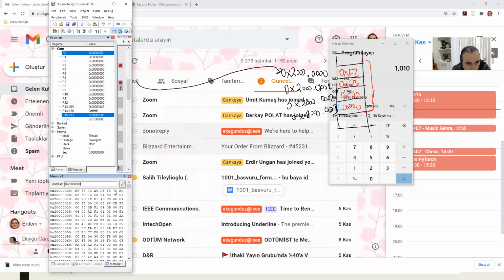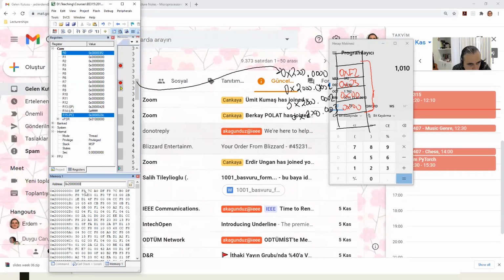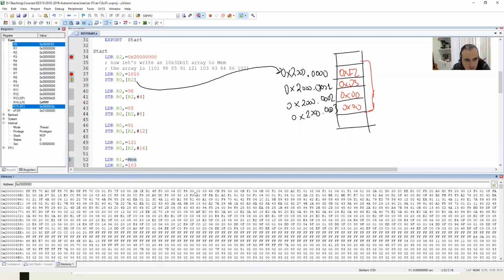3, 4, 5, 7. So 0, 1, 2, 3, 4, 5, 7, 8. This should have been 8, but I'm a bit confused. Is this 8? 0, 1, 2, 3, 4, 5, 6, 7, 8, 9. Okay, so this is 0, this is 1, this is 2, this is 3, 4, 5, 6, 7, 8. And it continues with 9. And as you can see, it writes 9. But I'm going to make it so it just goes on like this.